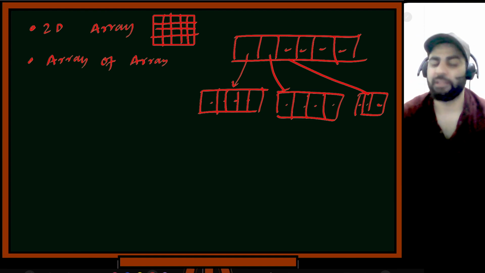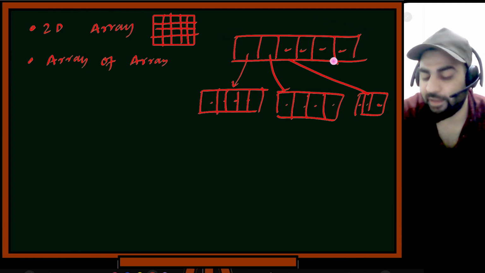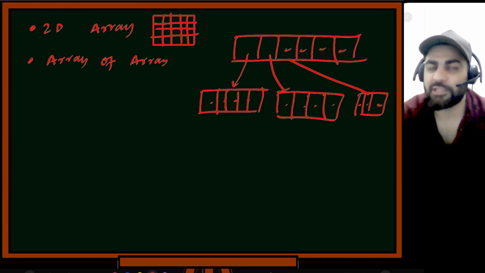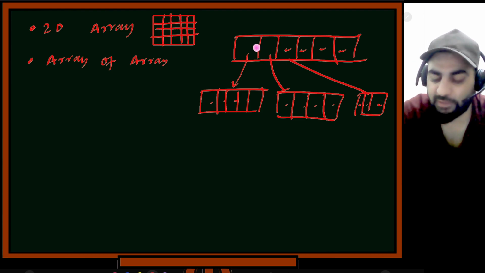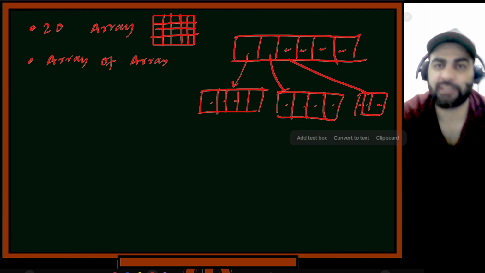Okay. So this is called an array of arrays. Array of arrays means there's a first level of arrays. Now these do not store elements. What they store basically is other arrays. So this will now have the address to this array, this will have the address to this array, and similar things like that.